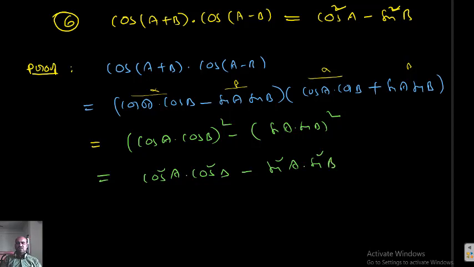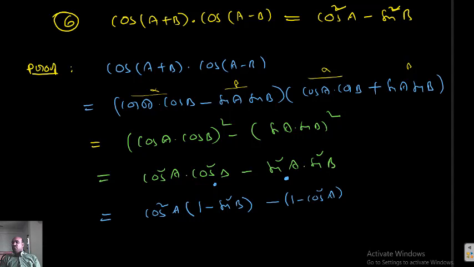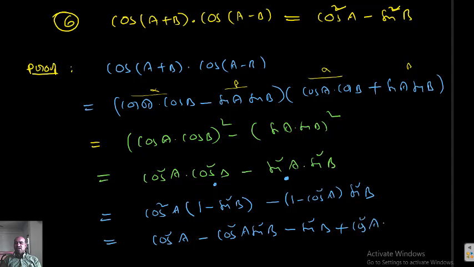Now I want to rearrange this. Instead of cos square b, write 1 minus sin square b, minus 1 minus cos square a into sin square b, which is the same as cos square a minus cos square a into sin square b minus sin square b plus cos square a into sin square b.